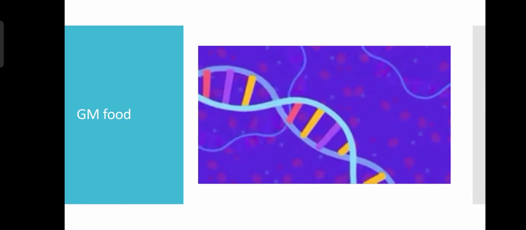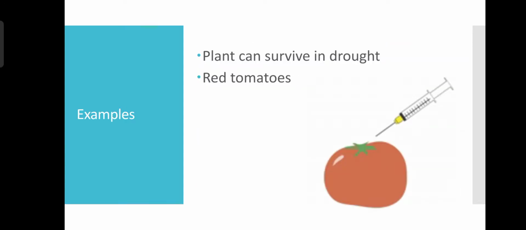Most GM foods are plants. The GM foods are the foods having their genes altered or new genes added to them, right? So most of them are plants. Scientists have made some GM foods using plants by using the genes of some other plants, or they removed some genes from bacteria and add those genes to the plants. Clear? We also discussed some examples about some plants can survive in drought and how we can make the tomatoes more red.